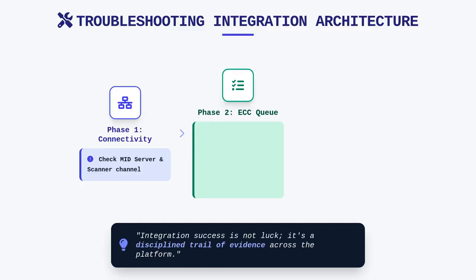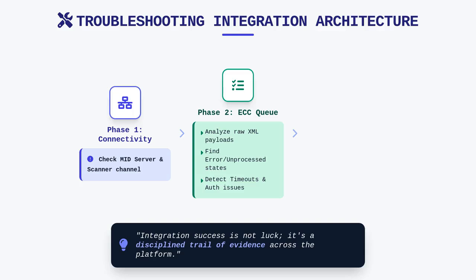You should always start by examining the ECC queue, specifically looking for payloads that are marked with an error state or that have failed to transition to a process status. These payloads contain the raw XML response from your scanner and are the single most important diagnostic tool for identifying authentication issues, request timeouts, or malformed data packets that prevent ingestion.